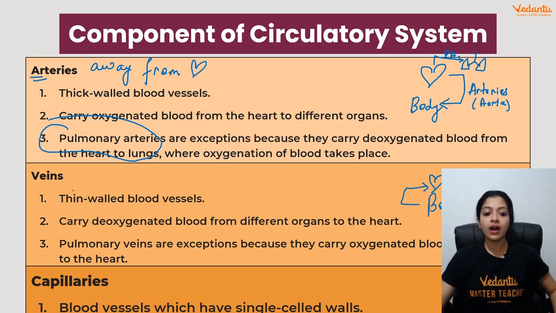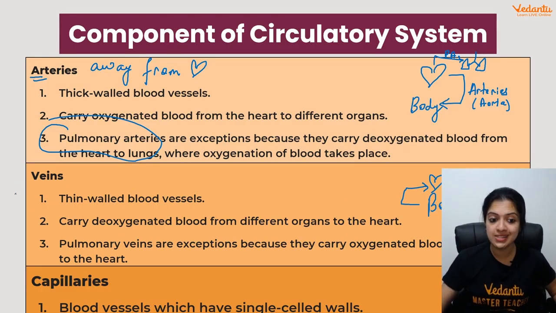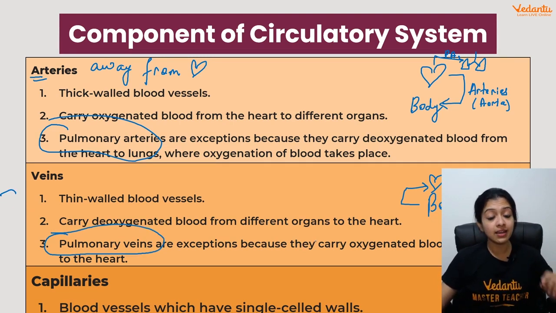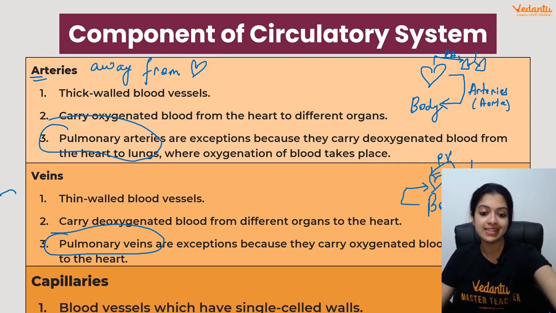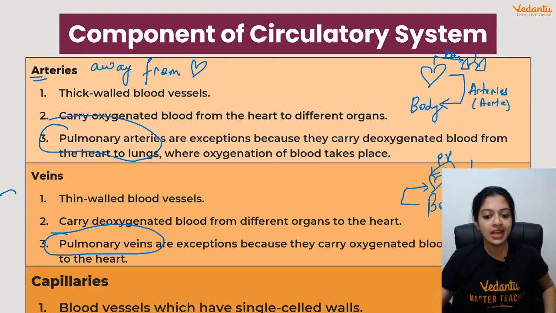Right? So again, here there is an exception because it is pulmonary veins which are an exception. They carry oxygenated blood from the lungs. This would be the lungs, okay? My representation of lungs. From the lungs to the heart, pulmonary veins carry oxygenated blood. All right? So this is it.